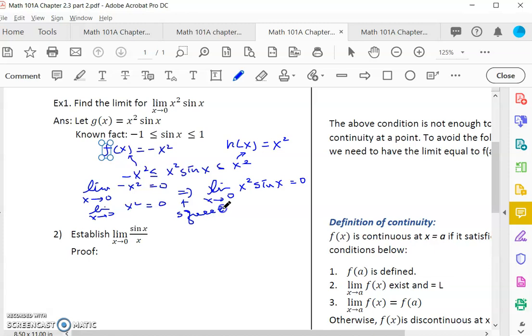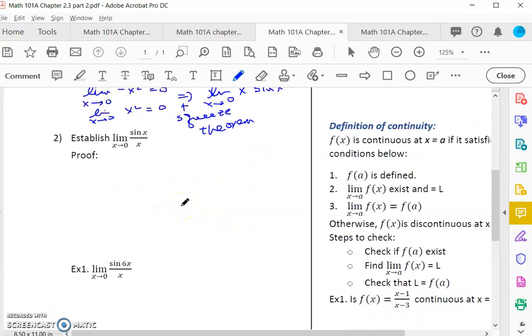So most of the work you do is to define the two functions. And whenever you see sine x or cosine x multiplied with a polynomial, you would know these facts, and these facts will let you define your two functions.